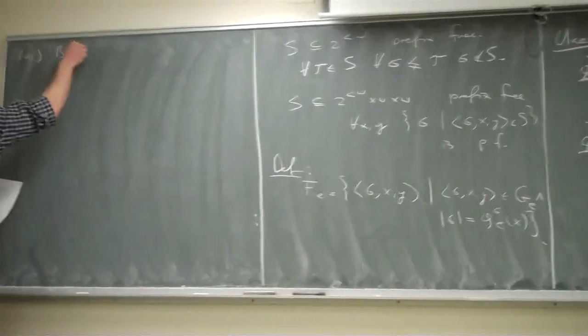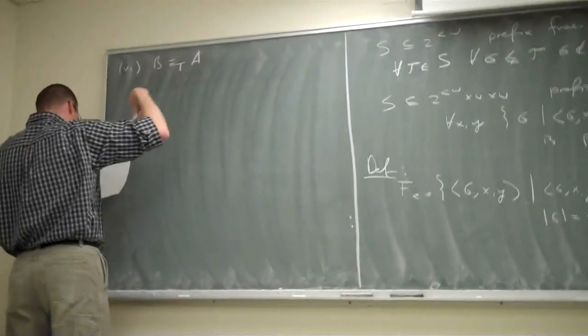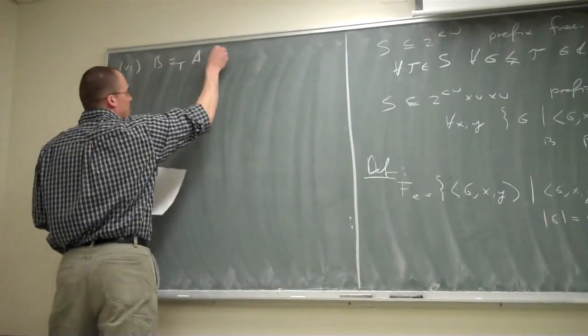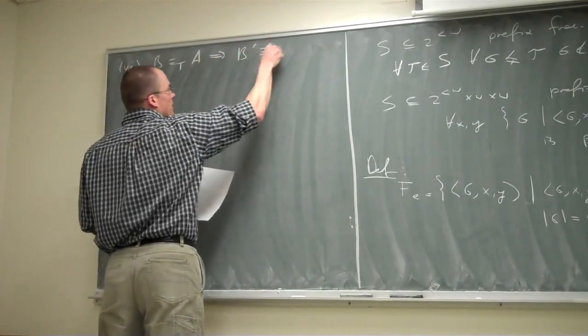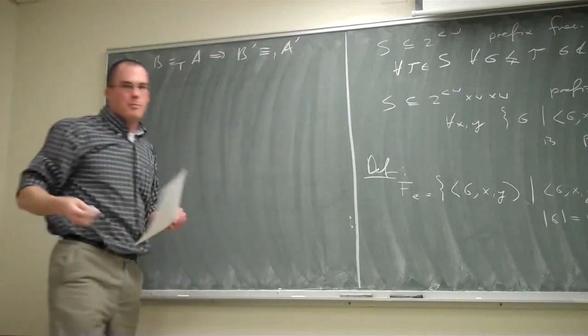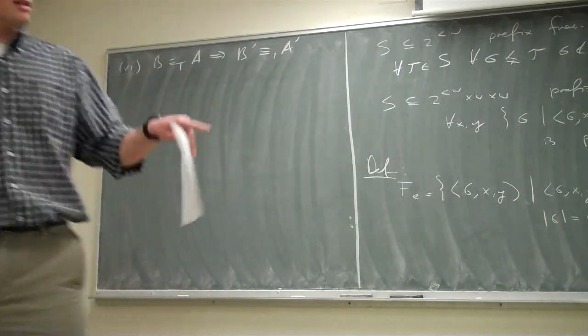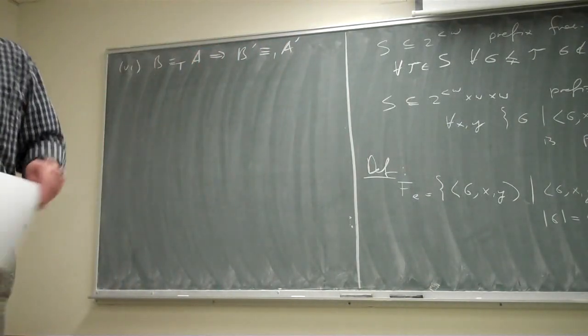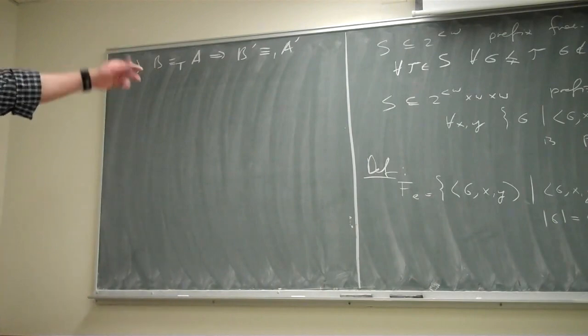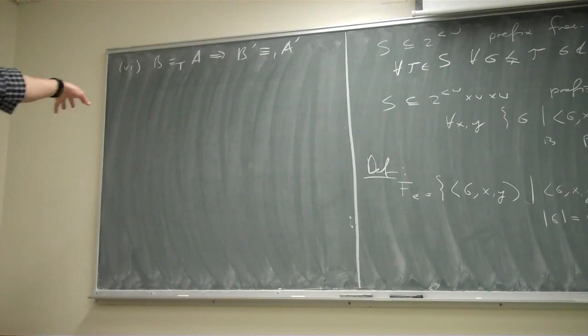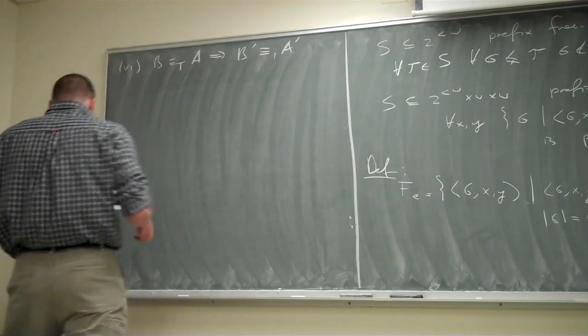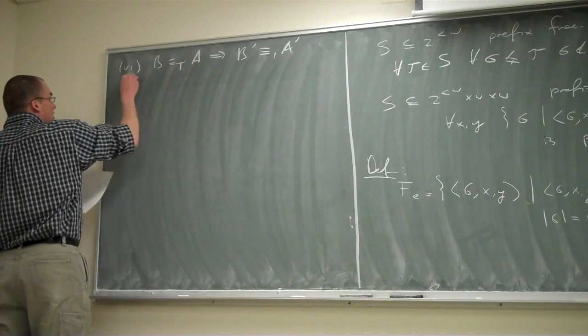If B is Turing equivalent to A, then B jump is 1 equivalent to A jump, and this of course follows immediately from part 5, where it says if there's a reduction one way, then it becomes a 1 reduction on the jumps. Here you have reductions both ways, so you get 1 reductions on the jump in both ways. Nothing happens.